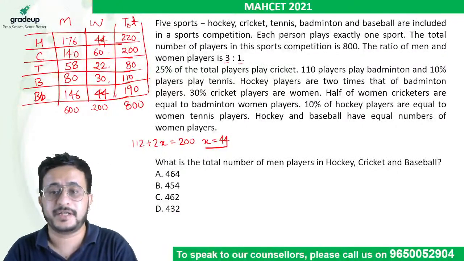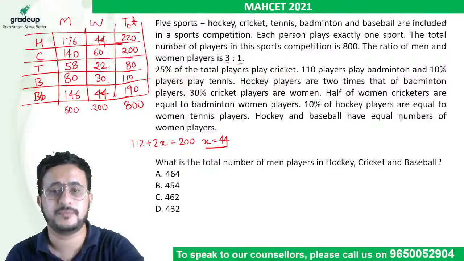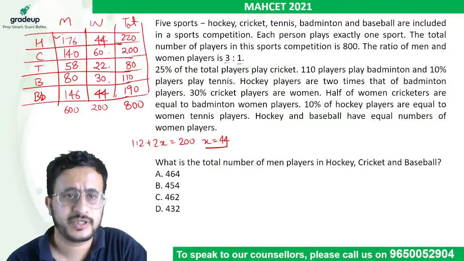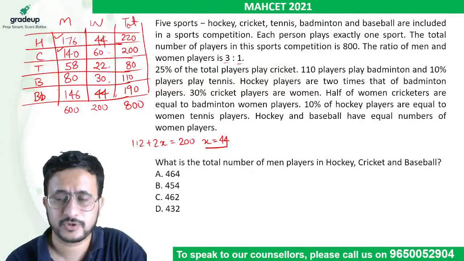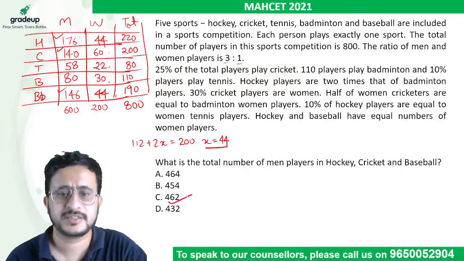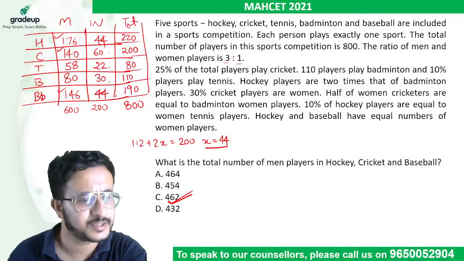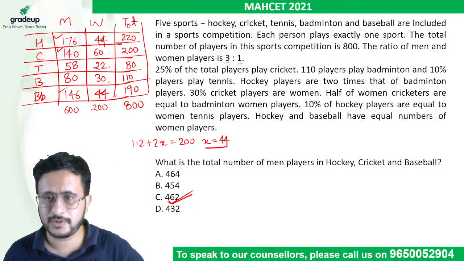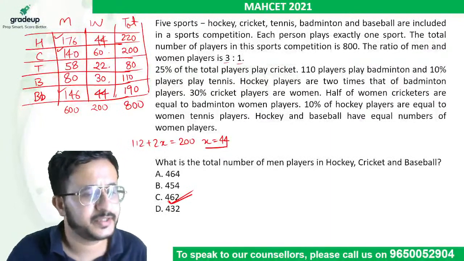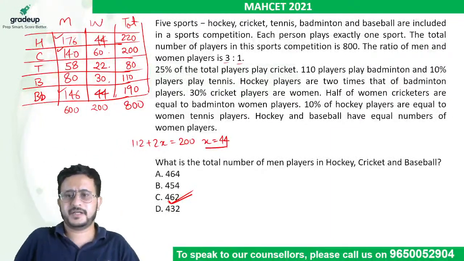Okay, all right, so now the question is, what is the total number of men players in hockey, cricket and baseball? Sorry, not basketball, baseball. So that is 322 plus 140, 462. So that will be your answer, option C. Yes, very good, Shubham, Lakshmi and Kajal, right? So you answered it correctly. 462 is the right answer.